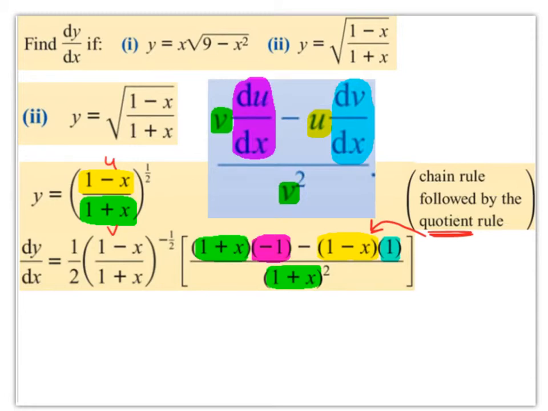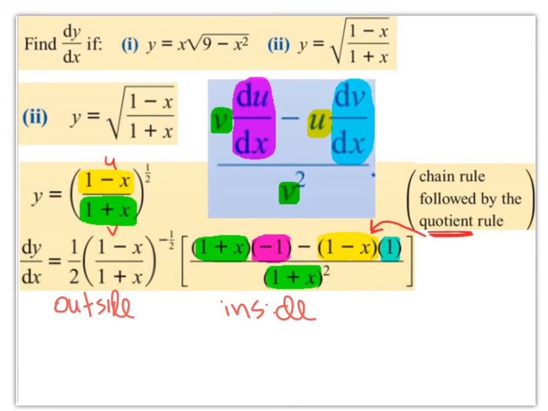So we have v, which is 1 plus x with brackets, multiplied by du dx, so the derivative of u, the derivative of 1 minus x is minus 1. Bring down the minus. Then we have u, which is 1 minus x with brackets, and that's multiplied by the derivative of v, so dv dx, and v is 1 plus x, so the derivative of that is 1. And that's all divided by v squared. So v again is 1 plus x, so it's (1 plus x) squared. So this was the outside, and this was the inside. So chain rule using the quotient rule inside it.